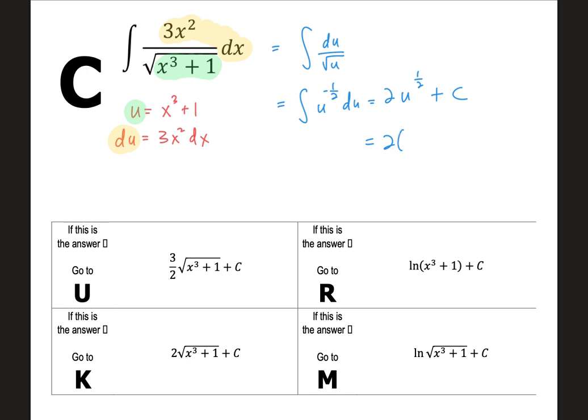All right, and then u is x cubed plus 1. So now it's back in terms of x's. And then they wrote all the answers as square roots. And so we will, and it becomes this one.